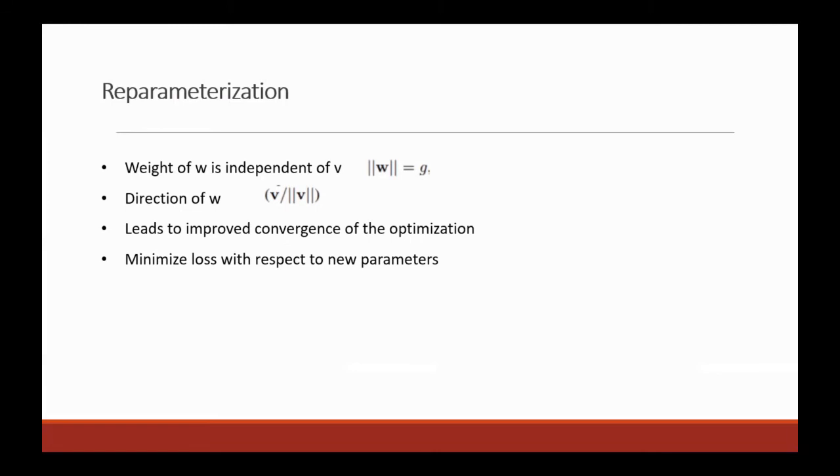As you see, the norm of the weight vector equals G, the scalar, and it's independent of the vector V. And the direction of the weight vector equals V divided by the Euclidean norm of V. That's the direction. We actually separated those values. By separating the norm and the direction of a vector, we speed up convergence of stochastic gradient descent optimization, as we will see in the experiments.